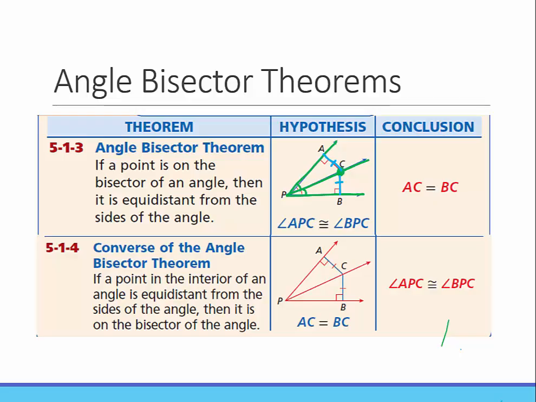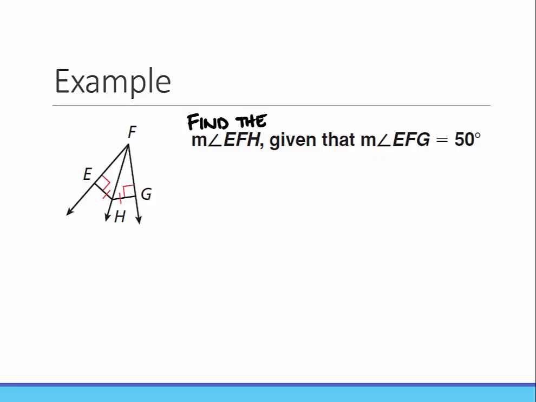And then the converse says, if you have a point and these two things are congruent, then you know that this ray right here bisected those angles, and those angles have to be congruent. So again, both equally as important. They just give you different things, and then you can prove different things from it. So let's do an example.